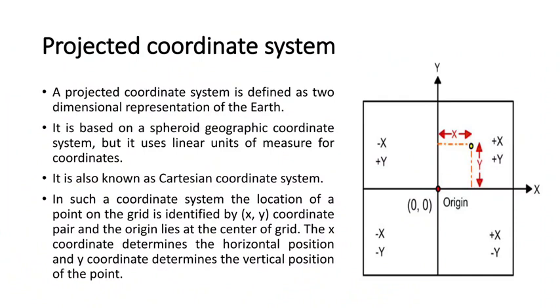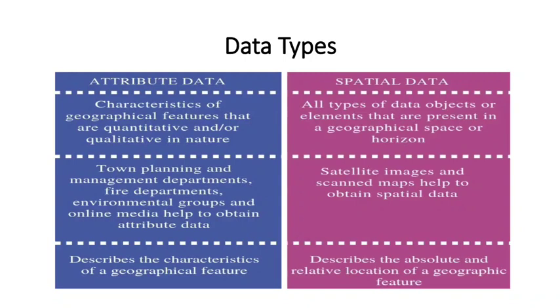So here the linear distance, that is x and y, but in the case of geographic coordinate system, it was actually the latitude and the longitude. So that is the basic difference between the geographic coordinate system and projected coordinate system. In projected, it is the x and y distance, whereas in geographic it is the latitude and the longitude.